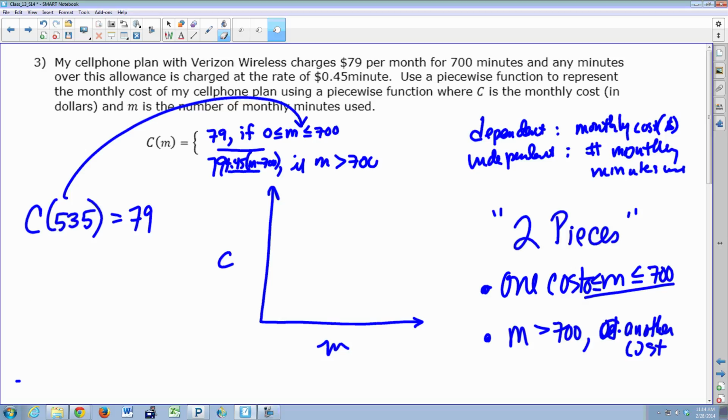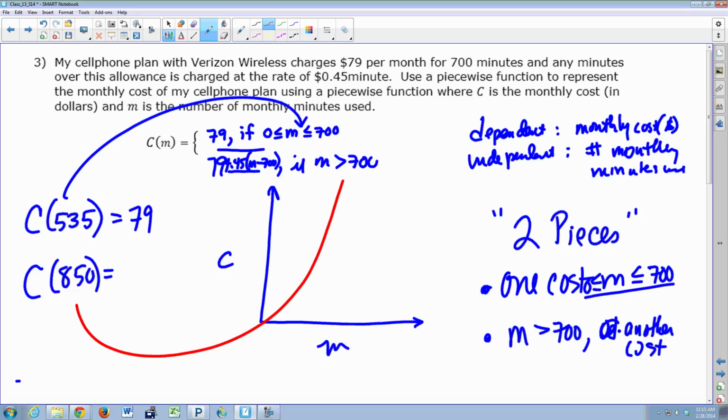And then what's the next one? C of what? 850? Okay. So now you say, what formula, what piece is going to define my cost? So first find the domain where your cost is included. Now in this particular case, 850 is bigger than 700. So this is the formula that you use to calculate your cost. 79 plus 0.45 times 850 minus 700, which is $79 plus 45 cents a minute for the 150 minutes I went over.